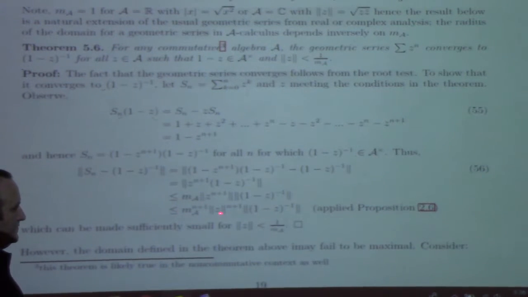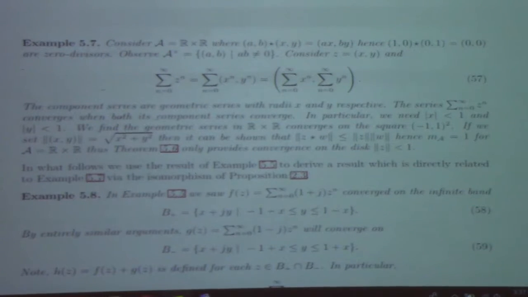And this right here will converge to 0 provided what? Provided that it is smaller than 1 over m sub a to the n plus 1. That means that together this forms a real number with absolute value less than 1, so it will limit to 0 for that condition. Again, that doesn't have to be the maximal. That means that certainly those points will converge, but there can be more. So that's a novelty here.